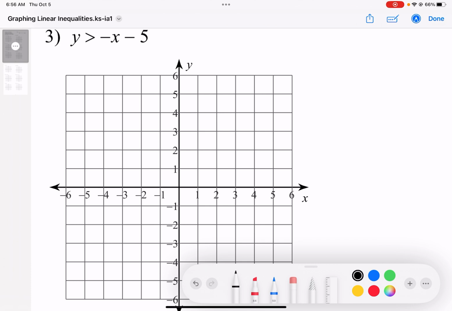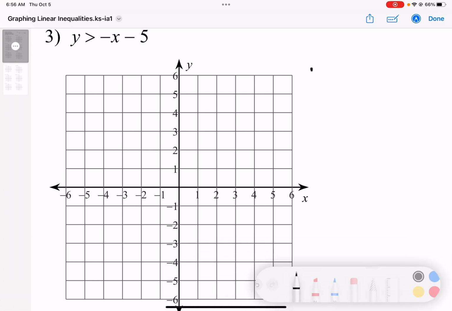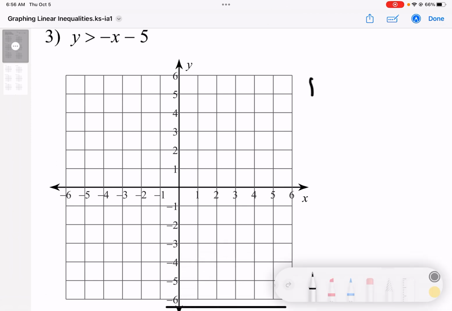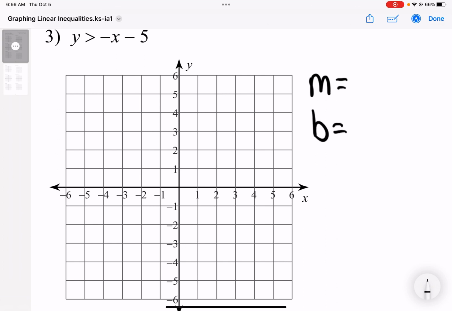Number 3, see it's y is greater than negative x minus 5. So I'm going to write this as, well, this is in y equals mx plus b. I need to find my slope and my y-intercept. So m equals, b equals, b here is negative 5, the constant. And what you'll notice here is there's no coefficient to x. There's just a negative here. Anytime we don't have the coefficient, there is an invisible 1 there. And so slope is negative 1. And we get negative 1 over 1 when I convert it to a fraction.